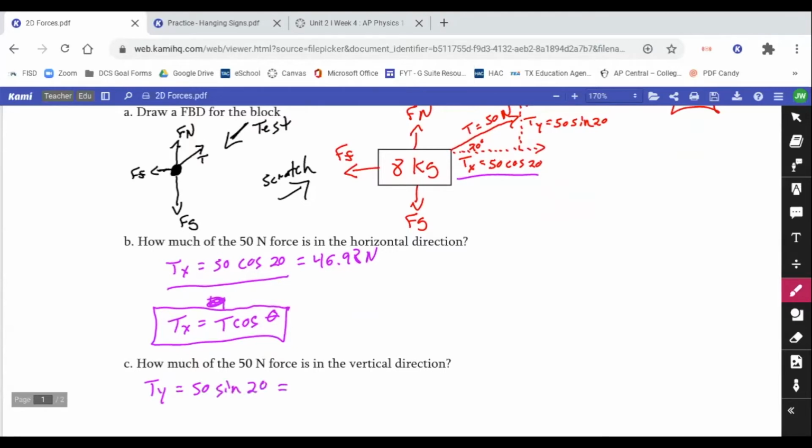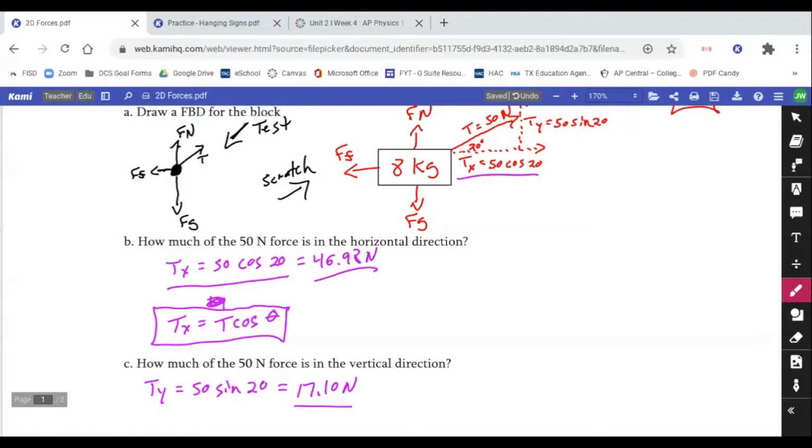And when I put that in my calculator, 50 sine 20, I get 17.10. So what we're seeing is, let's see, we got 46. We had a total of 50 newtons of tension. We had about 47 horizontal, and we've got about 17 vertical. So they're not going to add up to be 50.